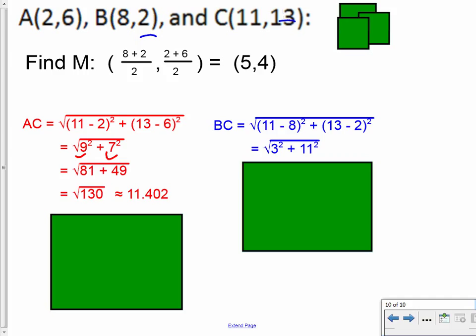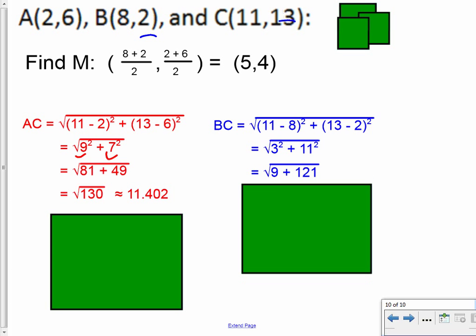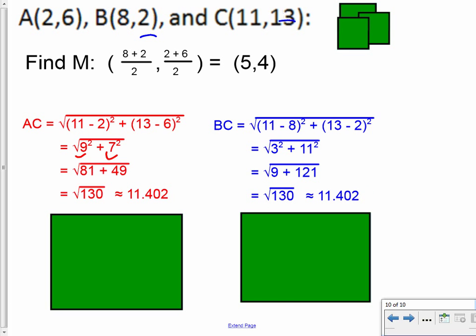13 minus 2 is 11. So the second part became 11 squared. Well, 3 squared is 9, and 11 squared is 121. So now it's all the square root of 9 plus 121. 9 plus 121 is 130. So we have from B to C, the distance is the square root of 130, which is about 11.402. Again, in both cases, they are the same.